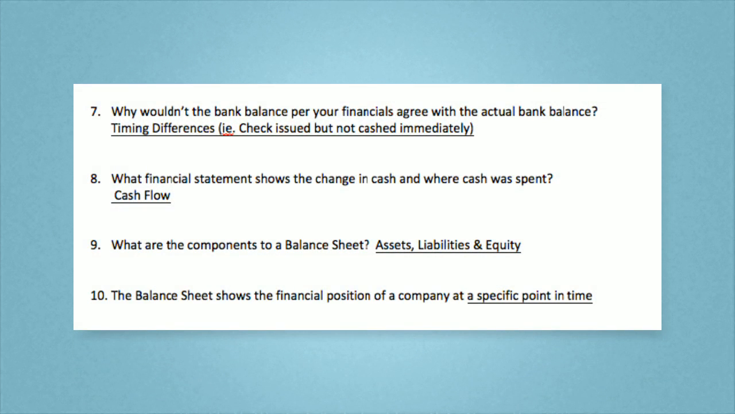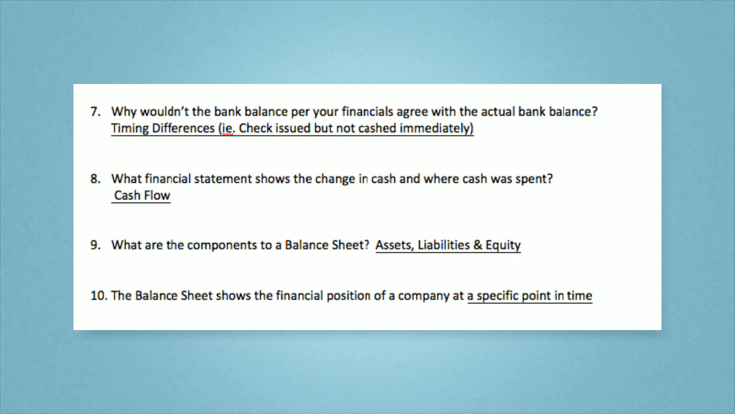Question 7. Why wouldn't the bank balance per your financials agree with the actual bank balance? This is due to timing differences. So for example, if you've issued a check but that check was not cashed immediately, there's going to be a difference. What financial statement shows the change in cash and where cash was spent? That's the cash flow statement.